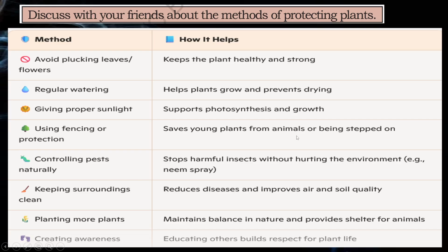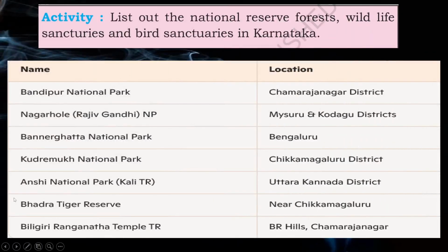saves young plants from animals or being stepped on. Controlling pests naturally stops harmful insects without hurting the environment: neem spray. Keeping surroundings clean reduces diseases and improves air and soil quality. Planting more plants maintains the balance in nature and provides shelter for animals. Creating awareness: educating others to build respect for plant life.